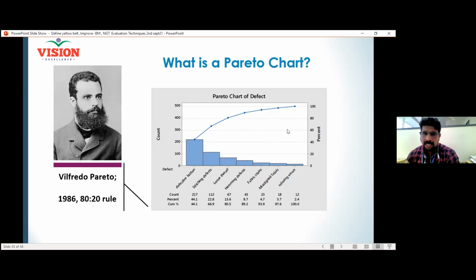So now look at this Pareto chart. In the Pareto chart, you are able to see on the x-axis, you will be having the type of defects. It will be having only abstract data like type of defects, type of problems. And in the left-hand side y-axis, you can follow the cursor. In the left-hand side y-axis, you can see the number of defects count. Okay. Then on the right-hand side, you can see the percentage of defects.